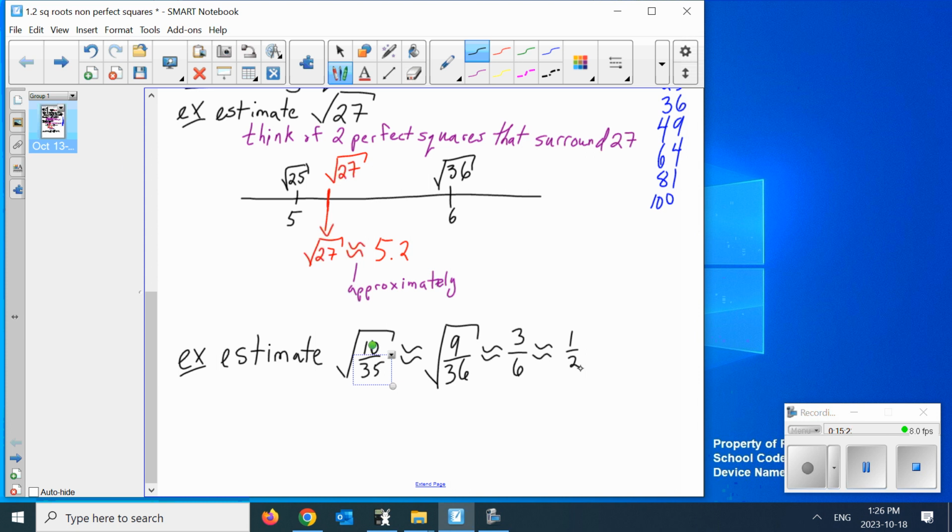When you're estimating with fractions, find the closest ones and make a new fraction. When you're estimating with just whole numbers like root 27, do a quick number line and show which one it's closer to and then make a decimal estimate. Are you good with that?